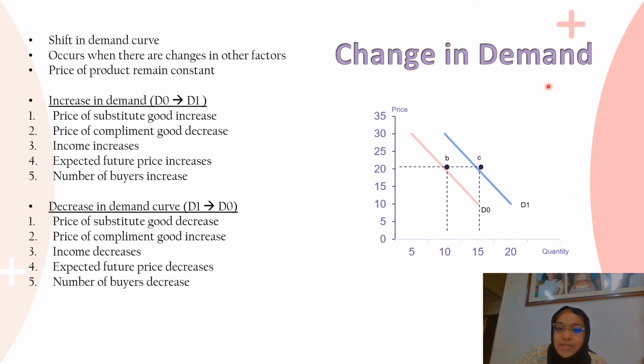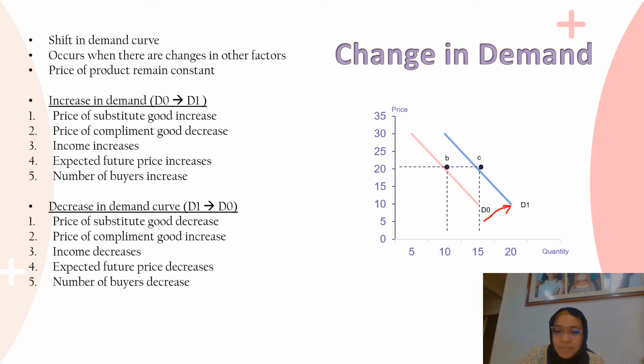into the change in demand. The change in demand is explained as a shift in the demand curve. Why do we say so? Because the curve shifts to the left and also to the right. So it occurs when there are changes in other factors while the price of the product remains constant. So let's see the first one, increase in demand. It moves from D0 to D1.